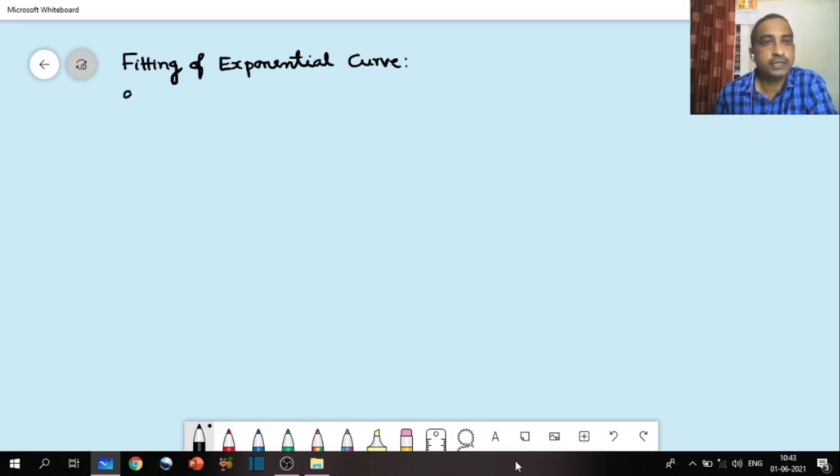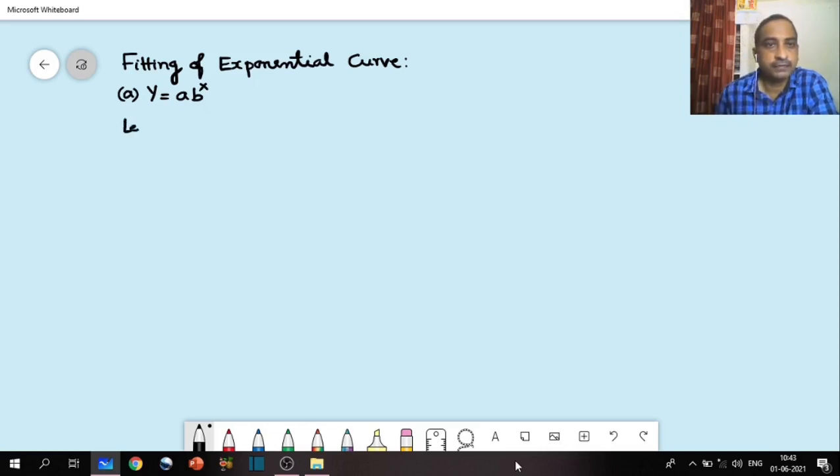Two types of exponential curves are there. The first one is y equals a b power x. So let us see how to fit this type of curve for the given n data points.